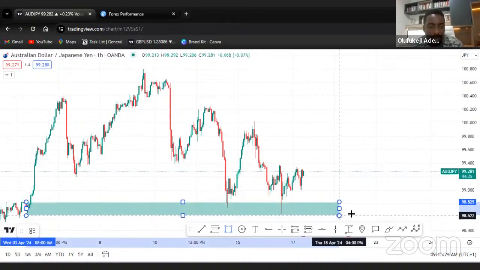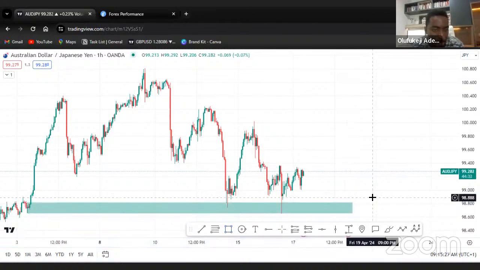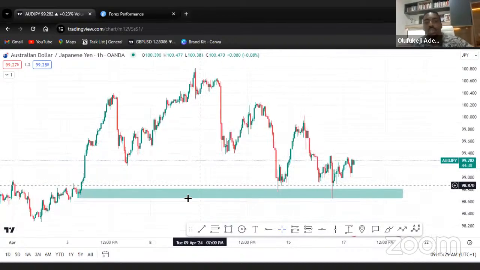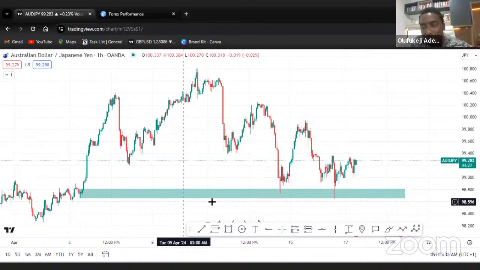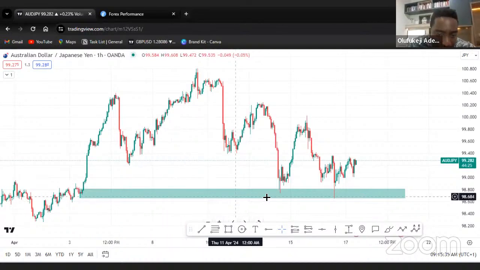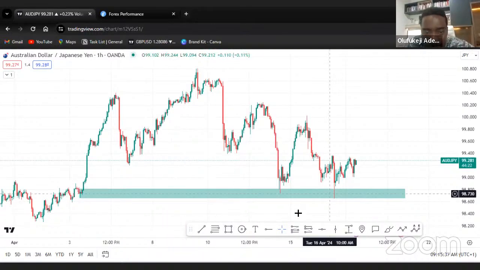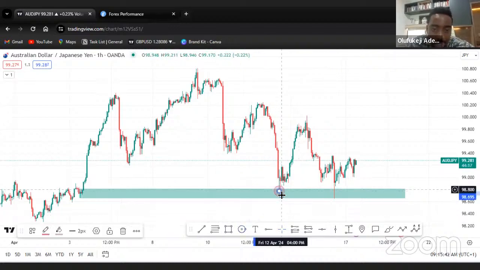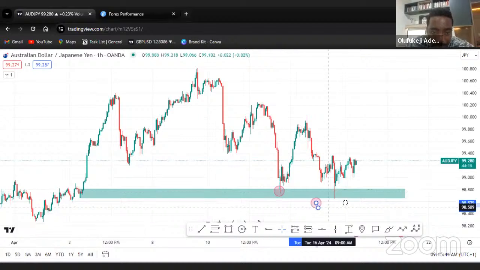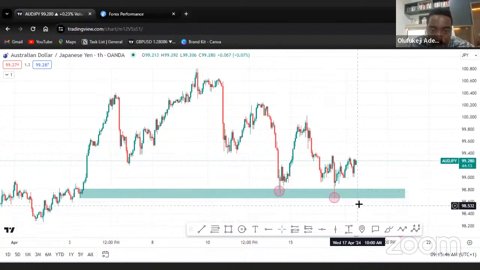That other block, price tapped into it, right? So that's what's informing my buy. I'm looking at everything that happened there as a pullback. So that's my shoulder. That's my sweep into that point of interest.